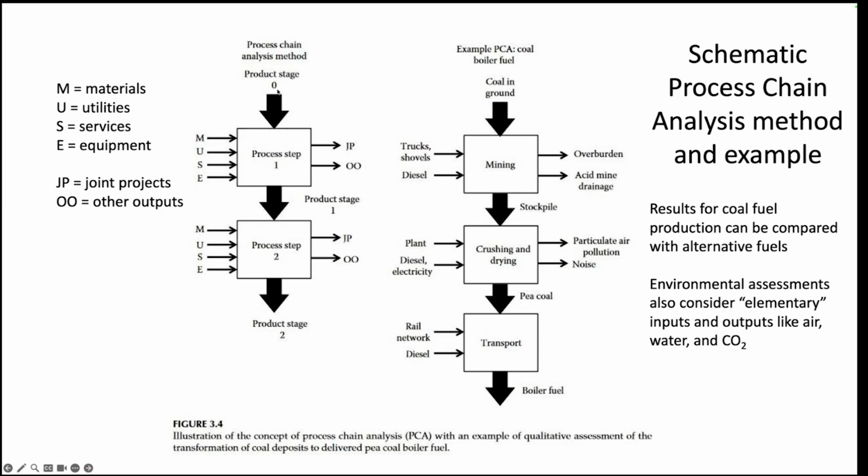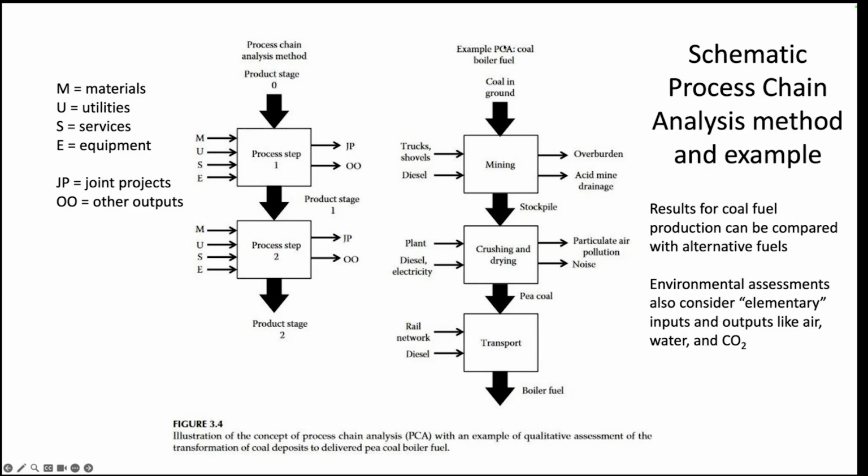The product stage 0 to product stage 2. So M is material, U is utilities, S is services, E is equipment, and the outcome is joint products and other outputs. So there's a number of stages in making anything.